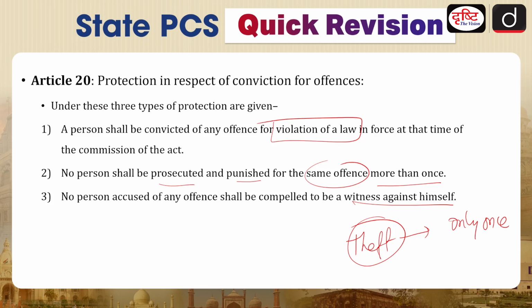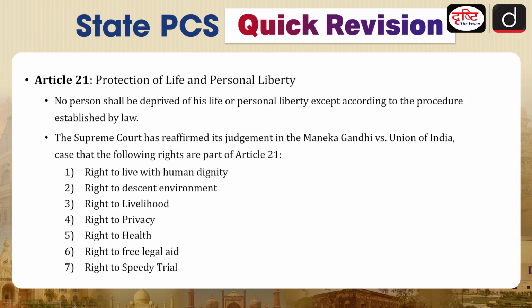So that is the point, that a person who is accused of any offense shall not be compelled to be a witness against himself. Now, when we talk about Article 21, the protection of life and personal liberty, this is the most elaborate article in the Constitution. This article is broad in nature. The Supreme Court has given various interpretations with respect to this article. Here, no person shall be deprived of his life or personal liberty except according to the procedure established by law.